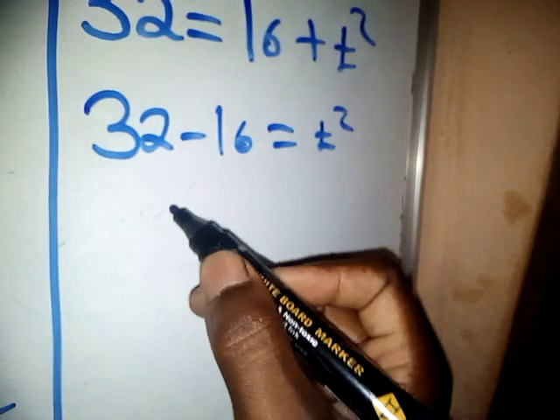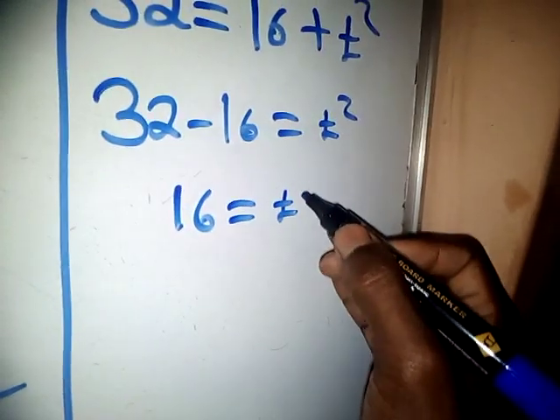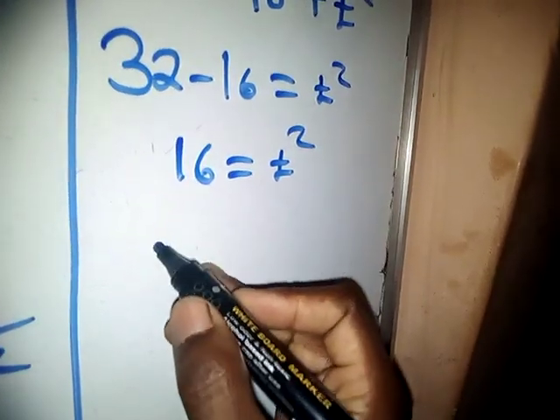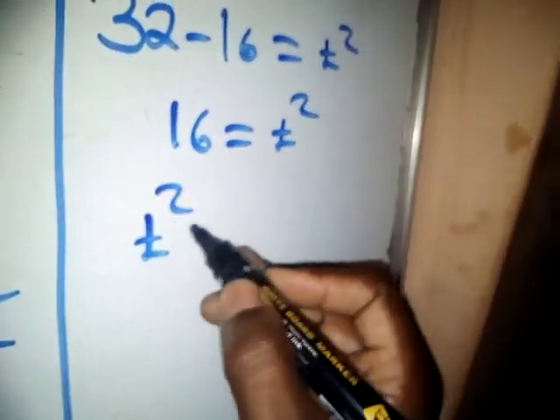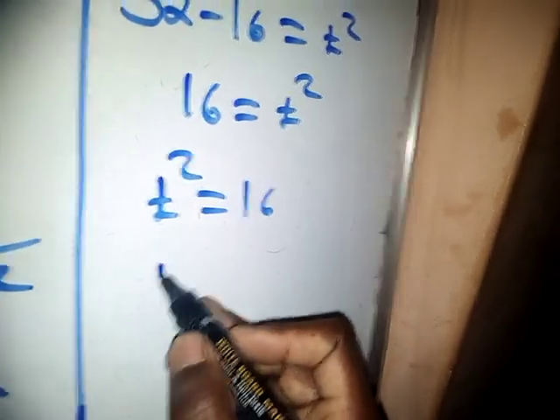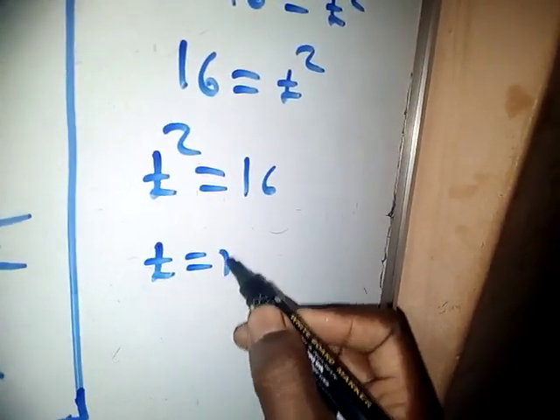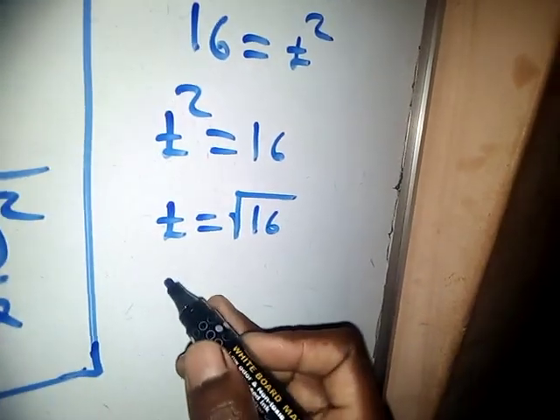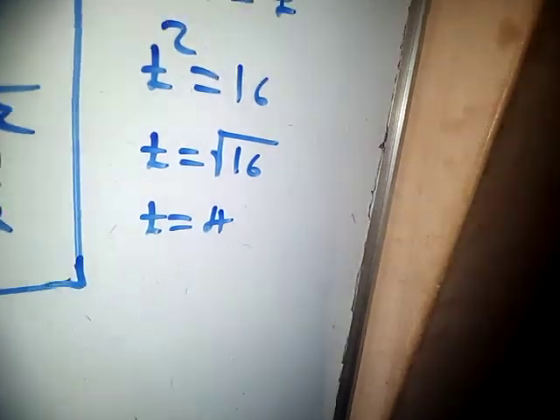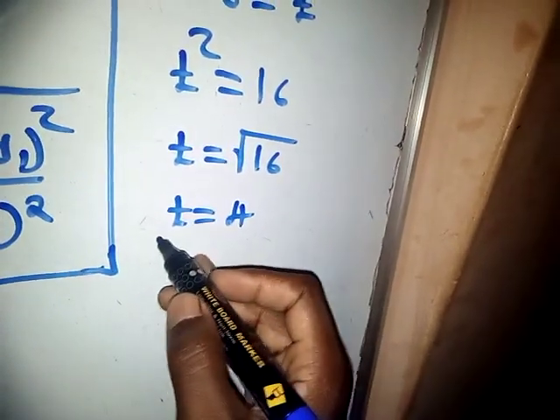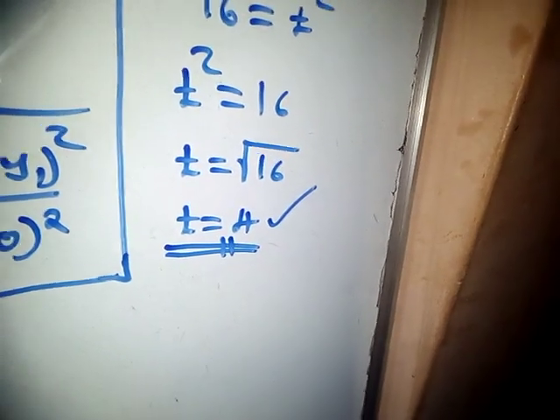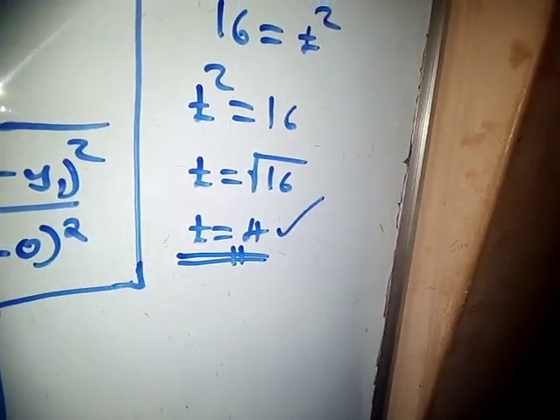32 minus 16 is 16, which equals t to the second power. So we can write t squared equals 16. Taking the square root of both sides, t equals the square root of 16, which we know is 4. And thus I find the value of t as 4. Therefore, the value of t equals 4. Thus I find the value of t.